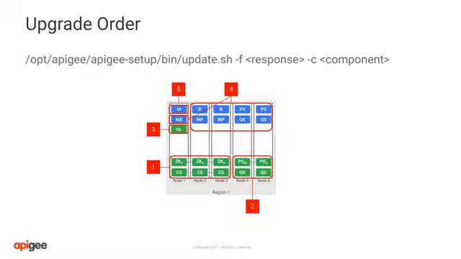With Edge services upgraded, we can move on to the Developer Portal. We first upgrade the underlying database with the PS component, then we upgrade the Developer Portal front end with the DP component. The command we will be using to set up profiles is update.sh -f, the path to your response file, -c, and the component names separated by commas.